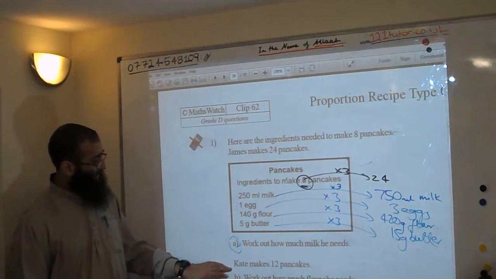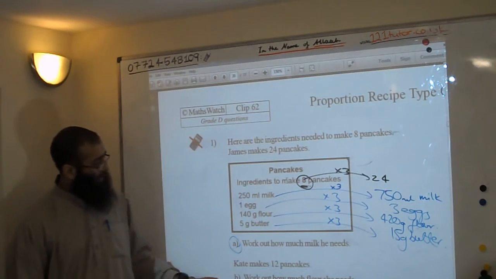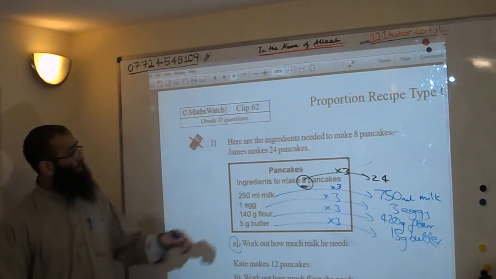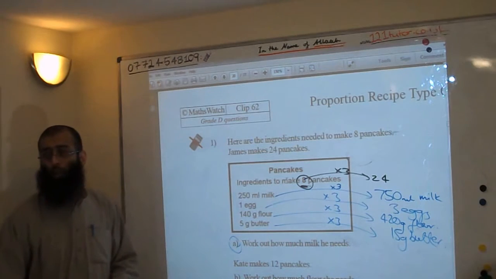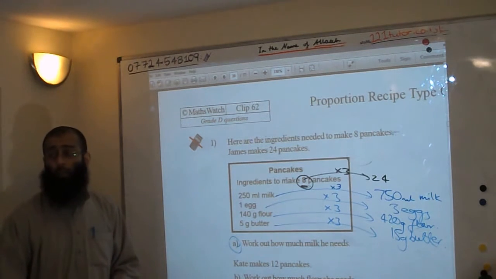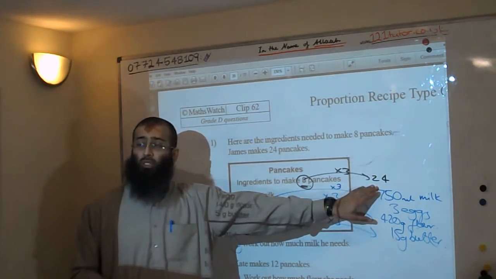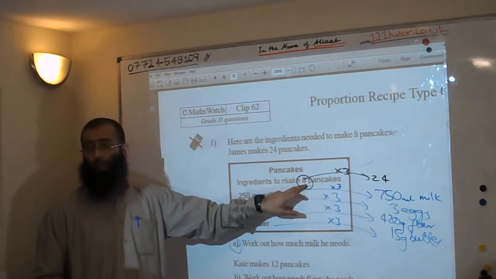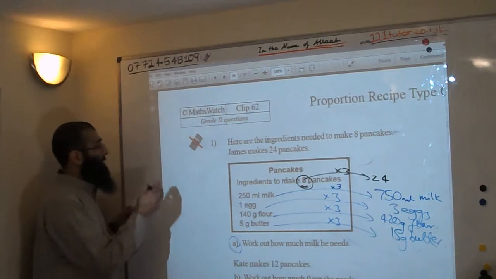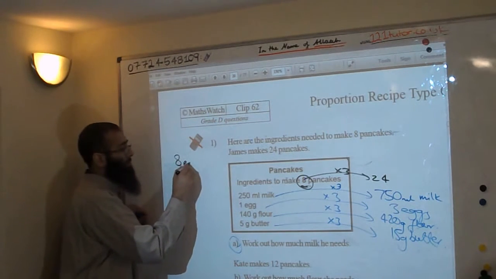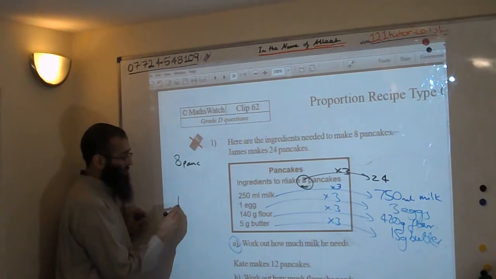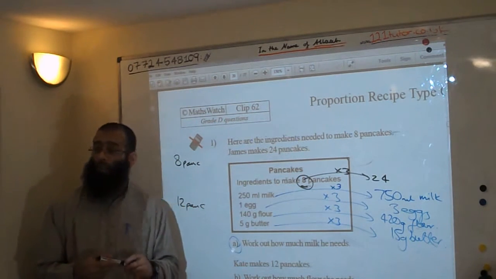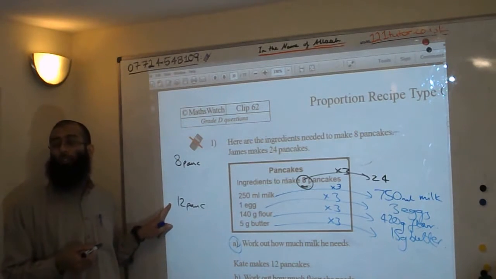Alright, next question says, Kate makes 12 pancakes. Work out how much flour she needs for 12. So now we need to go from 8 pancakes to 12. Now 12 is not a multiple of 8. 24 was a nice question because 8 times by 3 is 24. Now we need to think about how we get from 8 to 12. For the smarty pants out there, you know that 8 times by 1.5 is 12.